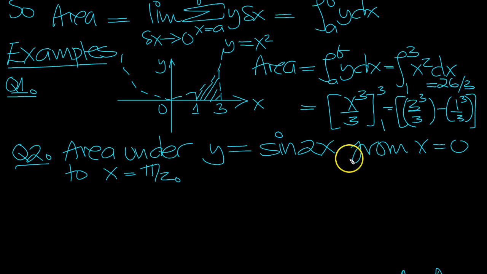Okay, let's have a look at this next problem. I'll do a tiny sketch of it here. Sine 2x from 0 to pi over 2. It's going to look something like this, I think. Because when x is pi over 2, we get sine pi. So pi over 2 is here. Sine pi is 0. Sine 0 is 0. And this is the curve sine 2x then.